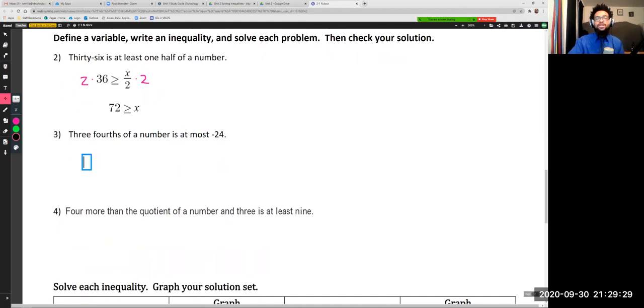So 3/4 of a number. I don't know what this number is, but we know it's going to be 3/4. So it's going to be 3 over 4 times a number, times a number is at most. And that said it was going to be a less than or equal to, is at most negative 24.